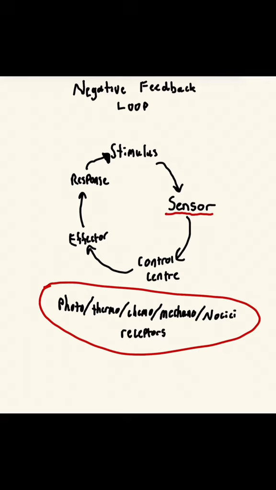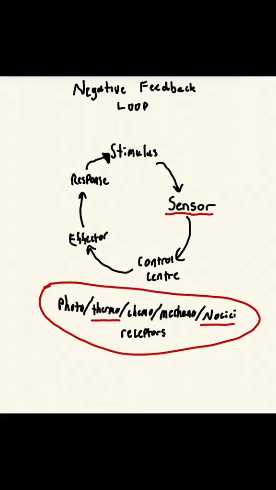So for this example, if we keep going with the hot plate or the hot stove, the sensor is probably going to be thermoreceptors and nociceptors. So probably going to be these two because you detect that temperature change, and then there's going to be some pain associated with it. So those are the two types of receptors that will be involved in this scenario.